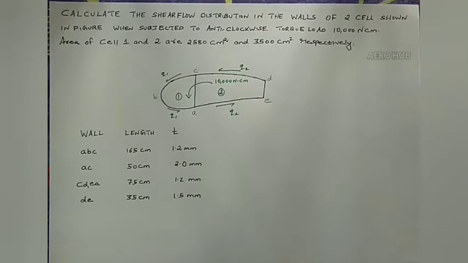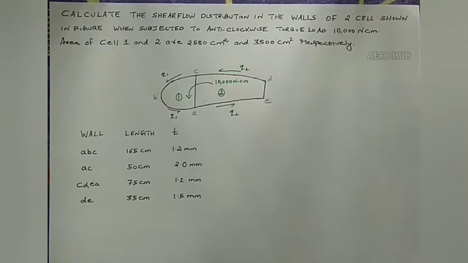In the last lecture we discussed a concept called multi-cell and we derived the relationship between torque and shear flow for a multi-cell. In this lecture we will discuss a numerical problem through which we will find out the shear flow distribution of a multi-cell structure.